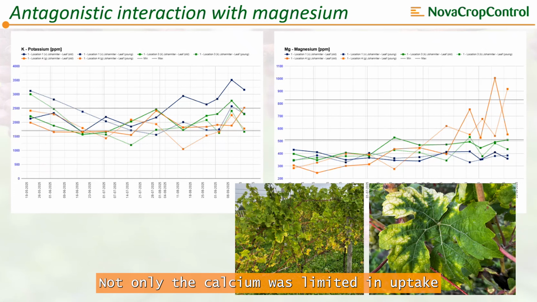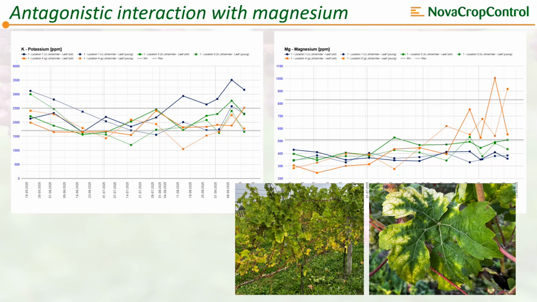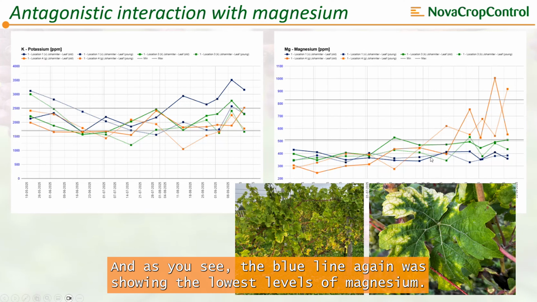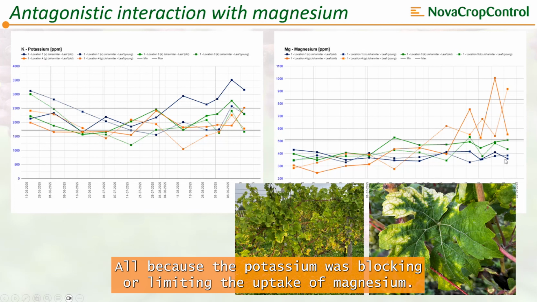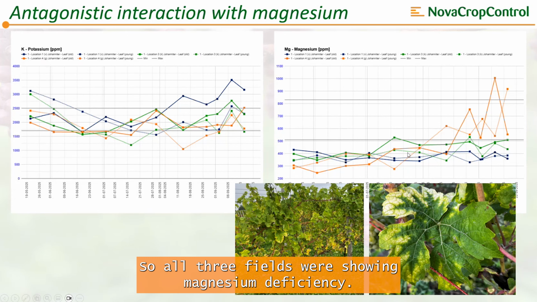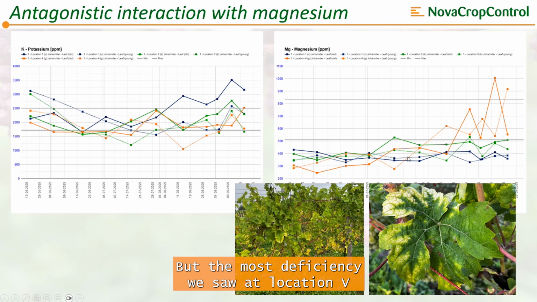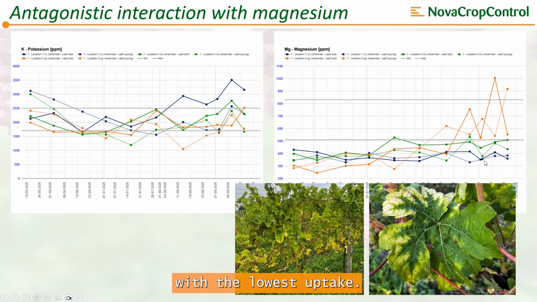Not only was the calcium limited in uptake by the potassium, but potassium is also antagonistic to magnesium. And as you see, the blue line again was showing the lowest levels of magnesium, all because the potassium was blocking or limiting the uptake of magnesium. Now, all three fields were basically too low over the whole season. So all three fields were showing magnesium deficiency, but the most deficiency we saw at location V with the lowest uptake.